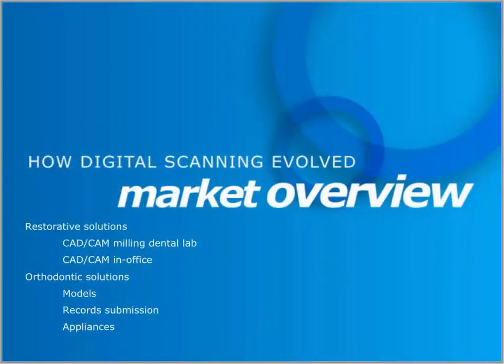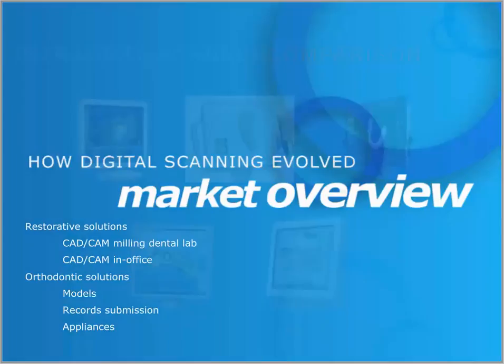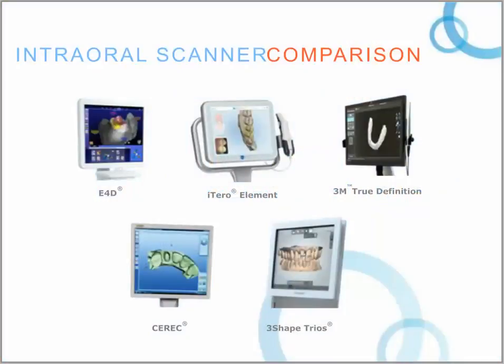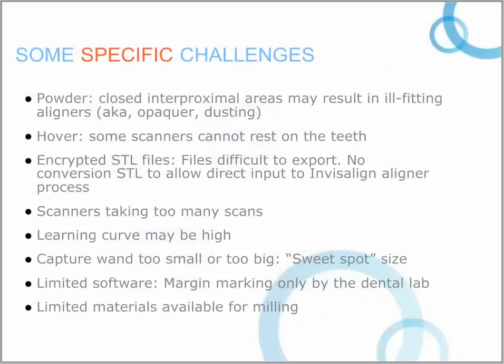Let's take a look at a market overview of how these different systems that we had when we first started really evolved. There are lots of systems. I've listed several here on the screen. And all of the different systems that we first looked at had different challenges. Well, let's just talk about a few. We've already summarized and talked about powder. We haven't talked about why powder is so much of a problem.